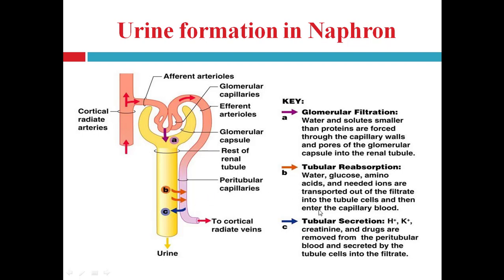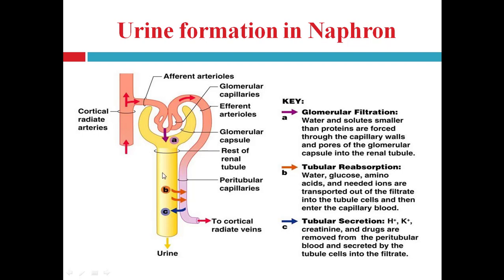Now third step is tubular secretion, that includes protons, that is H plus ion, potassium ion, creatinine and drugs, which are removed from the peritubular blood and secreted by the tubule cells into the filtrate, right. Now some drugs, molecules like creatinine or other ions which should be filtered but are not filtered and remain in the blood capillary are secreted into the tubules in the third step, right.